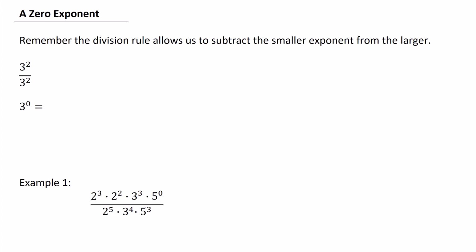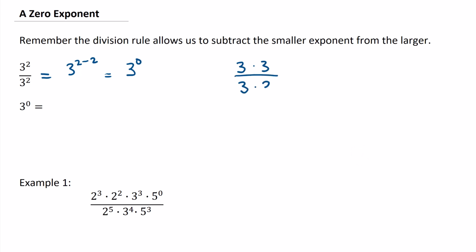Because we have an equal exponent and the bases match, we would take 3 to the second and subtract the denominator. But that would give us 3 to the 0. 3 to the 0 is maybe not obvious. So let's talk about how we could get there in another way.